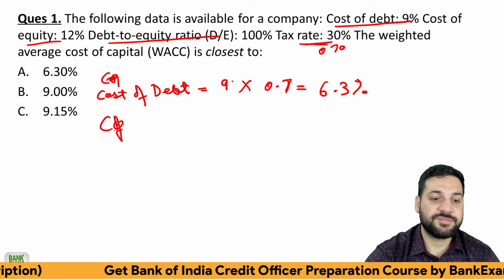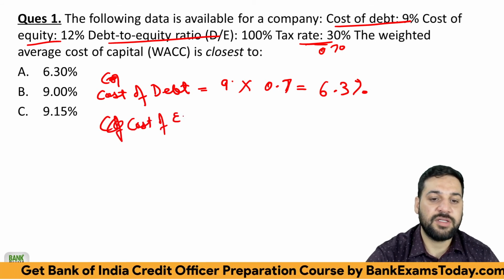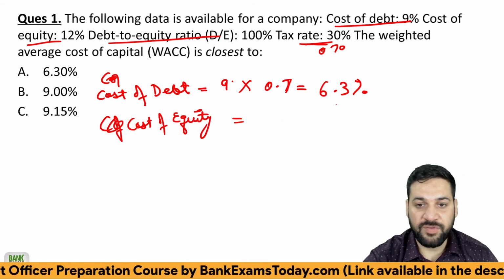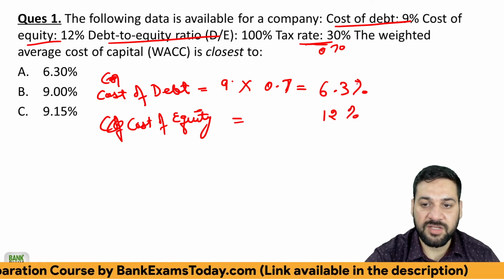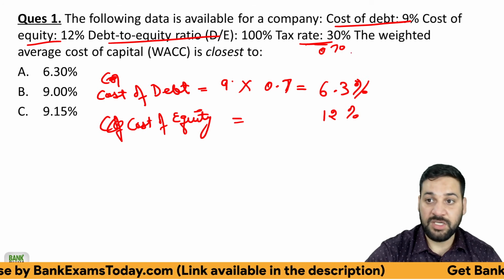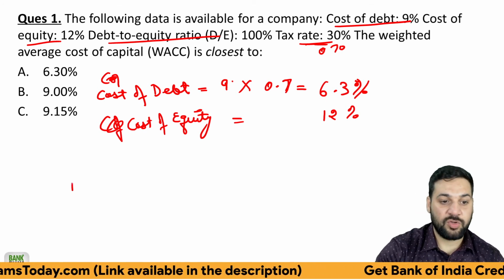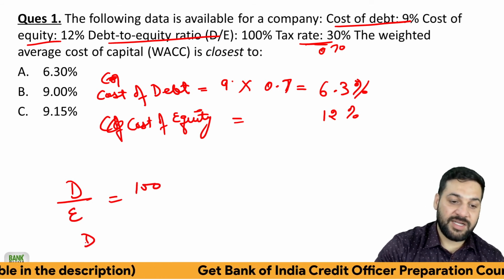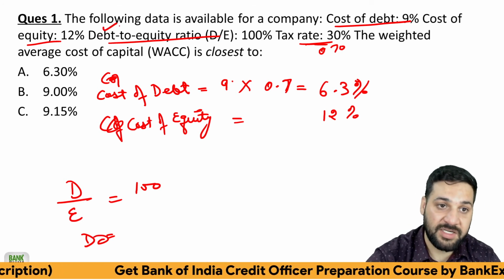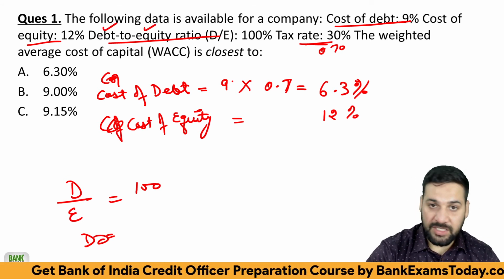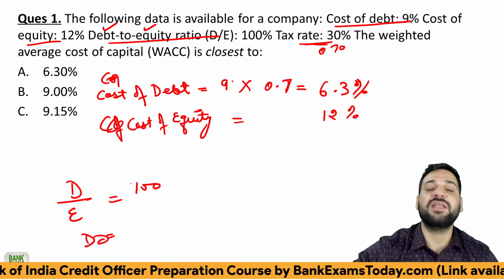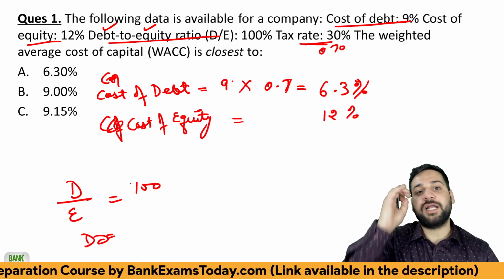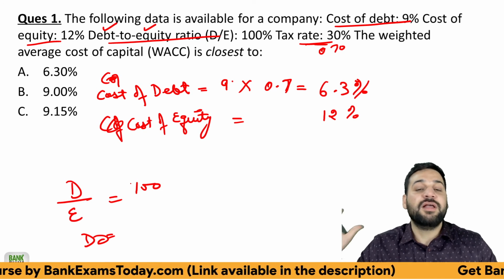The cost of equity will remain the same. Cost of equity जितना भी था, cost of equity is 12%. ये था हमारा 6.3%, ये था हमारा 12%. Now one important thing: debt to equity ratio. So debt to equity ratio is 100, that means debt is equal to 100. अगर debt 100 है तो equity भी 100 है. In case debt to equity ratio is 50%, that means debt is 50% of equity. In case debt to equity ratio is 33.33%, that means what?